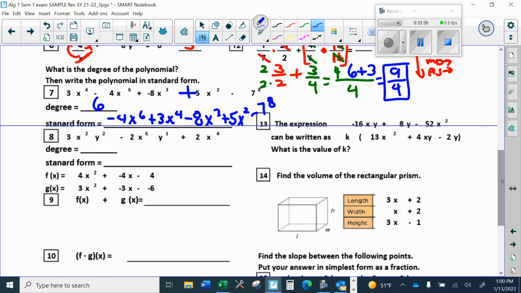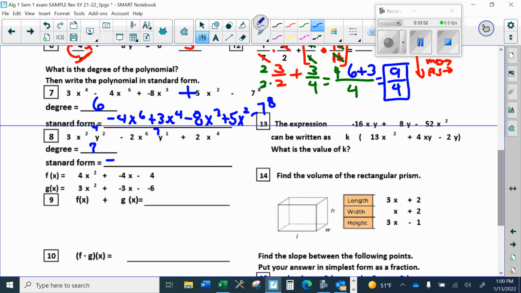Okay. Number 8, when I have multiple variables in it, I add those exponents only on the variables. So 2 plus 2, that's a 4th degree one. 6 plus 1, 7. And then that's just got a 4. So the highest degree is 7.